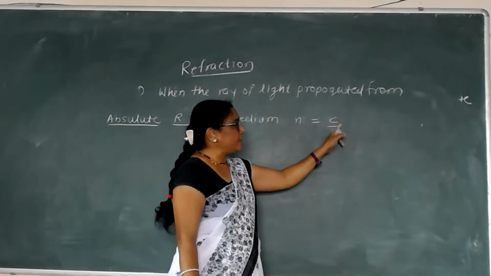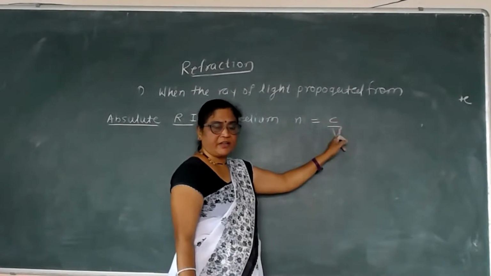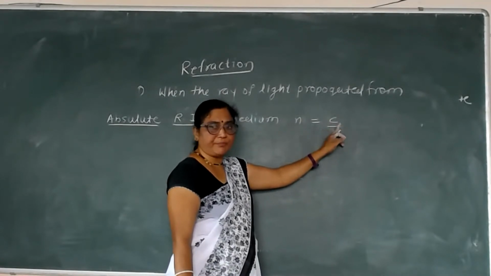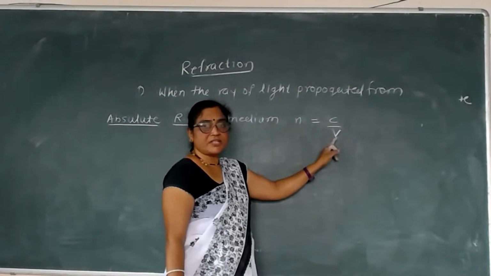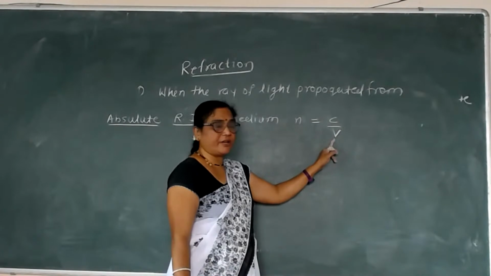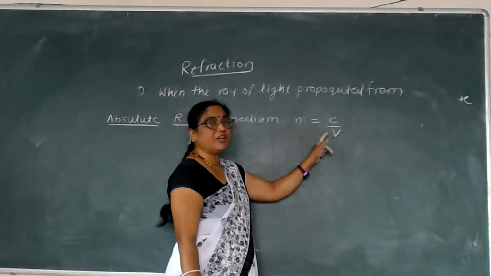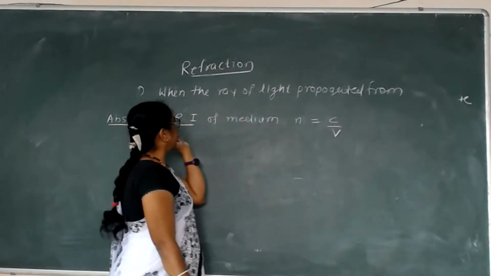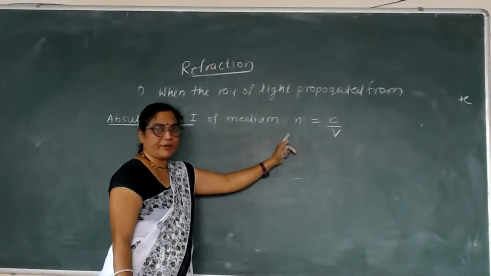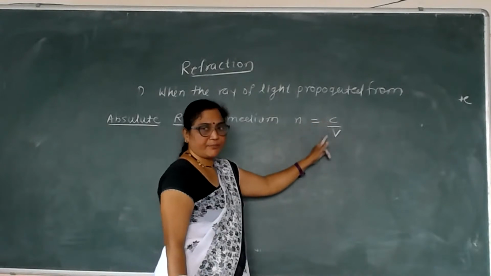air, and the velocity of light in air is a constant, that is 3 into 10 to the power of 8 meters per second. But when it enters into the other medium, its velocity changes due to the change of medium. So we use here n is equal to c divided by v. This ratio is known as the absolute refractive index of the medium. That is, n is equal to c by v.